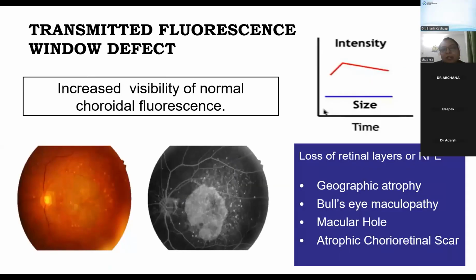Next, coming to when I talked about more visibility of the dye. Now, I told that there is more visibility because there is a defect in the retina. So supposing there's a macular hole. So no retina is there in the fovea because there is a macular hole. So you will see more of the choroidal fluorescence. So this is called transmitted fluorescence. Okay. So this is due to a window defect. So here the intensity will increase first, and as the dye washes out, the intensity will decrease. The size, however, remains same.